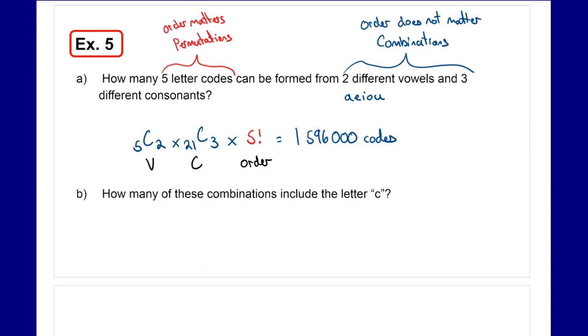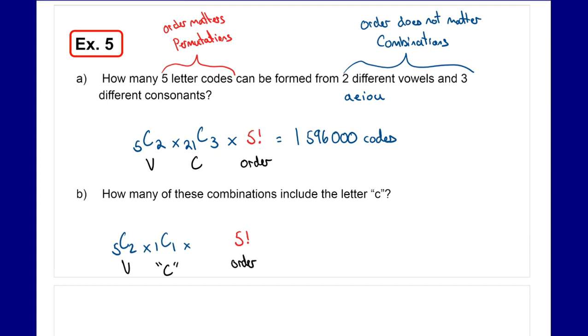Now, how many of these combinations contain or include the letter C? So in this case, let's look at what our combinations or our group of letters is going to consist of. Right, our order is going to remain the same. We're still going to have the 5 factorial because we're going to be taking those 5 letters and arranging them into 5 different spots. But what is our group going to consist of? Well, again, the vowel is not going to change. We still have 5 vowels. We're choosing 2 of them. We're going to multiply that if we need to include C. There is one C, and we're going to choose that one.